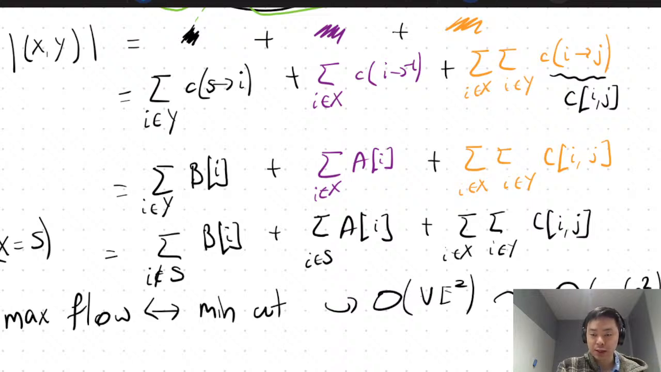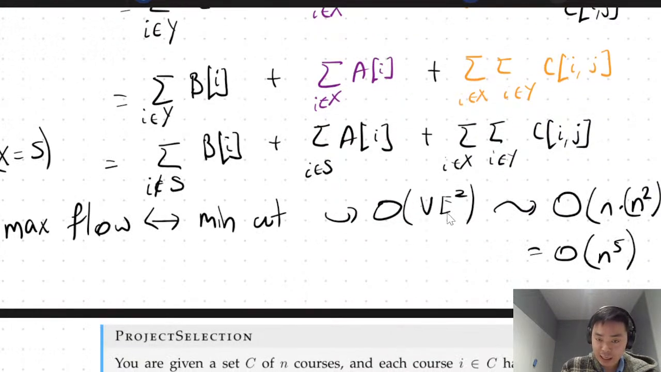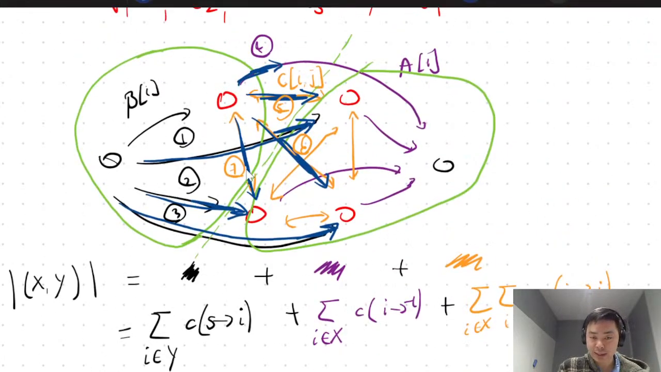n times n squared equals n cubed. So here, then, we are looking at V times E squared. E here is bounded by, well, you can think of the graph here as a complete graph, because for every pair of jobs we have a bidirectional edge. So actually, the number of edges that we have in this flow network is 2n plus something like n squared, or on the order of n squared.